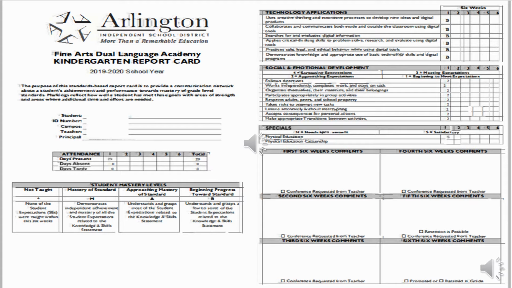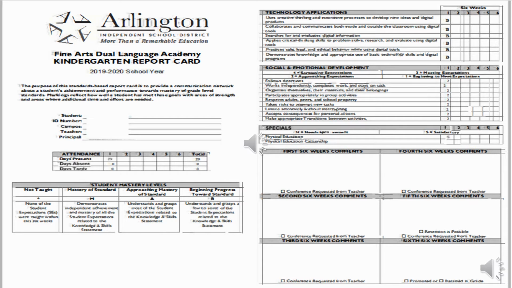Now let's take a moment to look at an actual standards-based report card. If you notice in this first page, you're going to find your child's name, ID number, and all relevant information like teacher and attendance. And you are also going to find a key that shows you the student mastery levels. Whenever you see an asterisk, that means that that skill has not been taught at all for that 6-week period. So don't be concerned if you see an asterisk. That means that it just simply hasn't been taught.